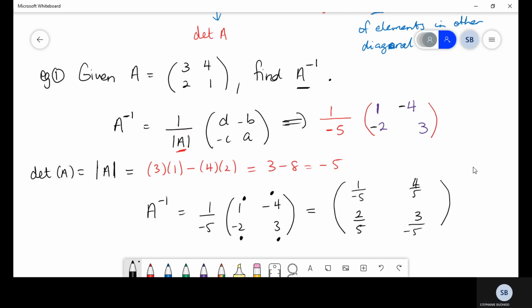So essentially, what's happening is that you're just bringing the denominator into each of these terms, or elements rather, and you're just cleaning up your signs. If you have two negative signs being multiplied, just remember you're going to get a positive value.